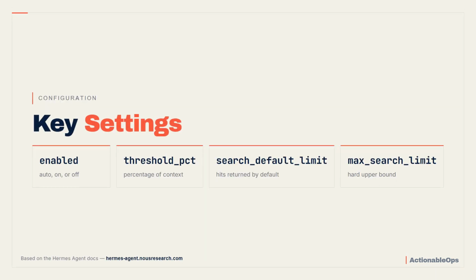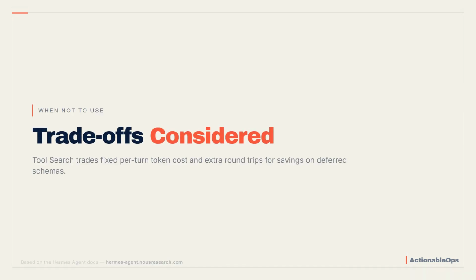In auto mode, Tool Search activates when the deferrable tool schemas would consume at least 10% of your context window. The key settings are enabled, which is auto, on or off, threshold %, the percentage of context, search default limit, the hits returned by default, and max search limit, the hard upper bound.